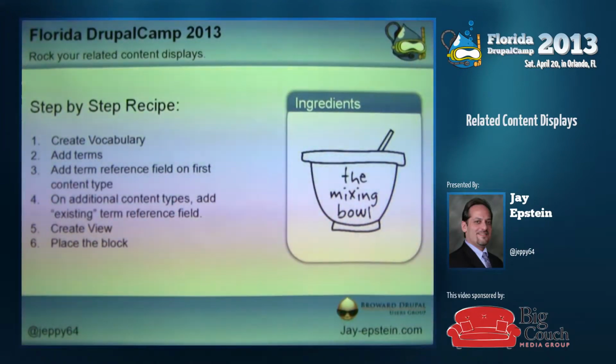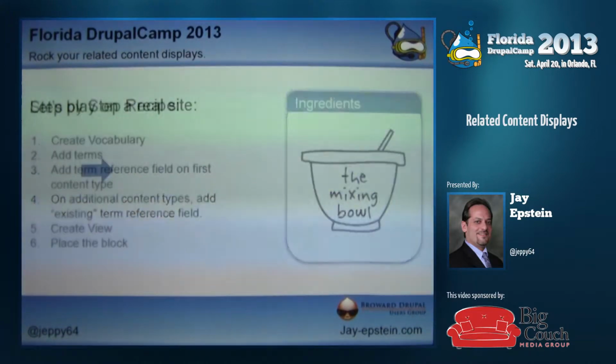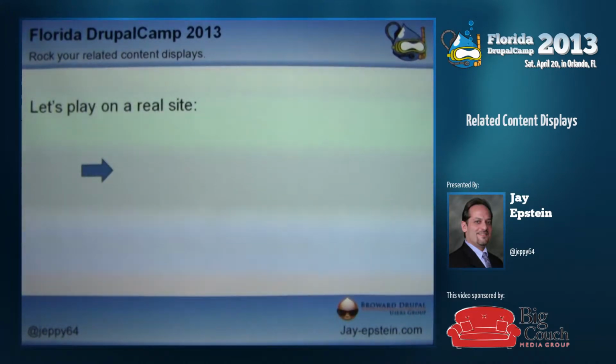Here's the step-by-step. To be able to pull this off and show related content displays, you need a vocabulary, add some terms, add a term reference field throughout your content types, create a view, and then place the block. That's it. That's all you gotta worry about, 6 things. So now, you ready? Wanna see how it really works? We got through the ugly slides, now we're cool? All right.